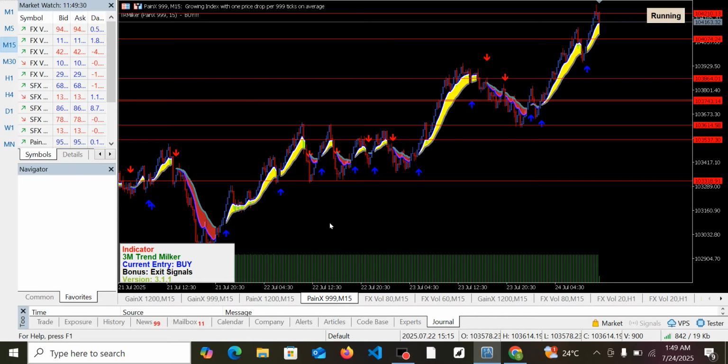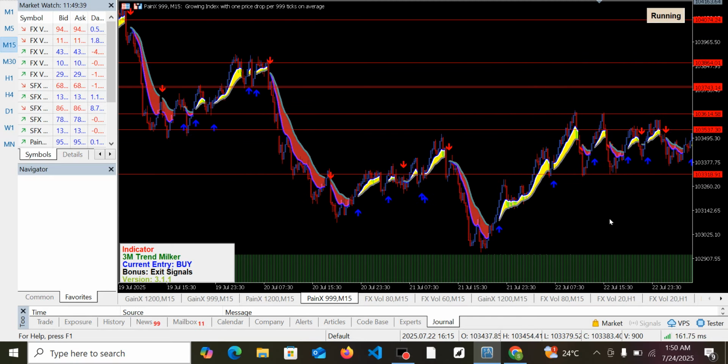Now let's quickly look at this. This is the 15 minutes time frame. I love using the 15-minute time frame because it gives us the opportunity to milk the market for a very long time. Okay, now let's go straight into it.